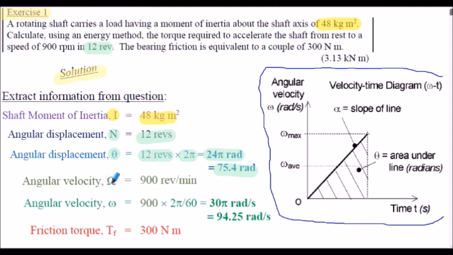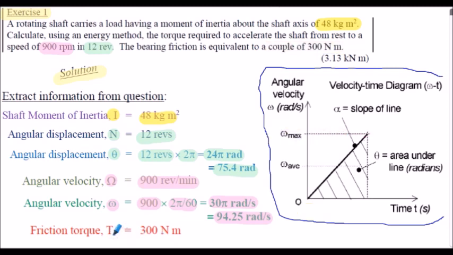And the angular velocity omega, given in the question, is 900 revs per minute. I converted that into an angular velocity, lowercase omega here, of radians per second. So 900 multiplied by 2 pi upon 60. That's 30 pi radians per second, or in decimal, 94.25 radians per second. So that's the maximum angular velocity of the shaft. And just note for reference, in this case, omega i would be the initial angular velocity, which is 0. Omega f would be the final angular velocity, which is the maximum angular velocity for this scenario.